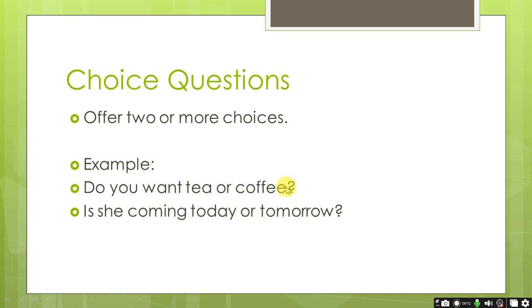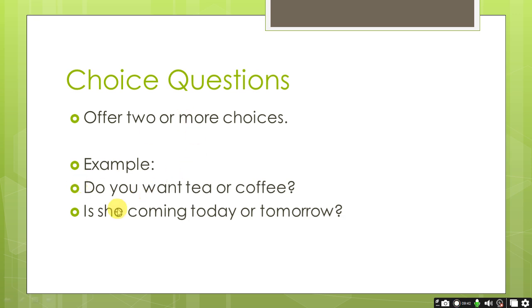Because if they ask you the question just, do you want tea? And they stop there, you can say yes. It becomes a yes and no question. But when they put multiple choices, do you want tea or coffee? Here you have multiple choices. It's for you to choose to say one. And here you can answer, I want tea, I want coffee.